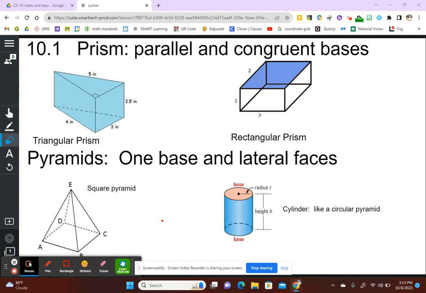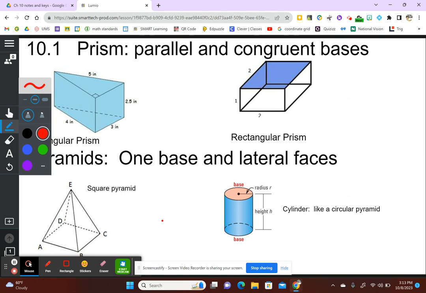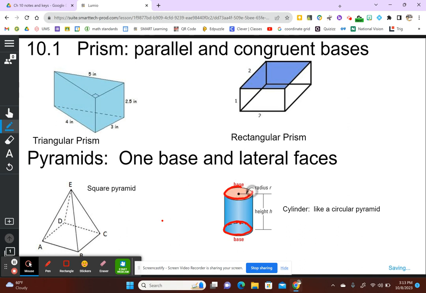So, a cylinder has a circular top and bottom. So technically, it is not a prism. That's why we call it a cylinder. But it behaves like a prism, and it behaves like a prism because it has parallel and congruent bases. So this cylinder could lie on this base, it could lie on this base. Both of the bases are congruent, which means they're the exact same size and they're parallel.